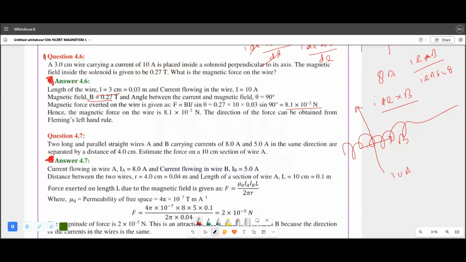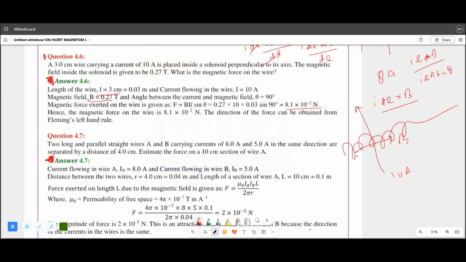ओके, अगर ये वायर एक्सिस पर होता तो क्या होता? dL और B, विच इज लेंथ एंड करंट एंड मैग्नेटिक फील्ड इन द सेम डायरेक्शन, तो sin 0 मतलब 0 हो जाता. तो उस पर कोई मैग्नेटिक फोर्स फील्ड की वजह से नहीं लगता. इज इट क्लियर? या नेक्स्ट?